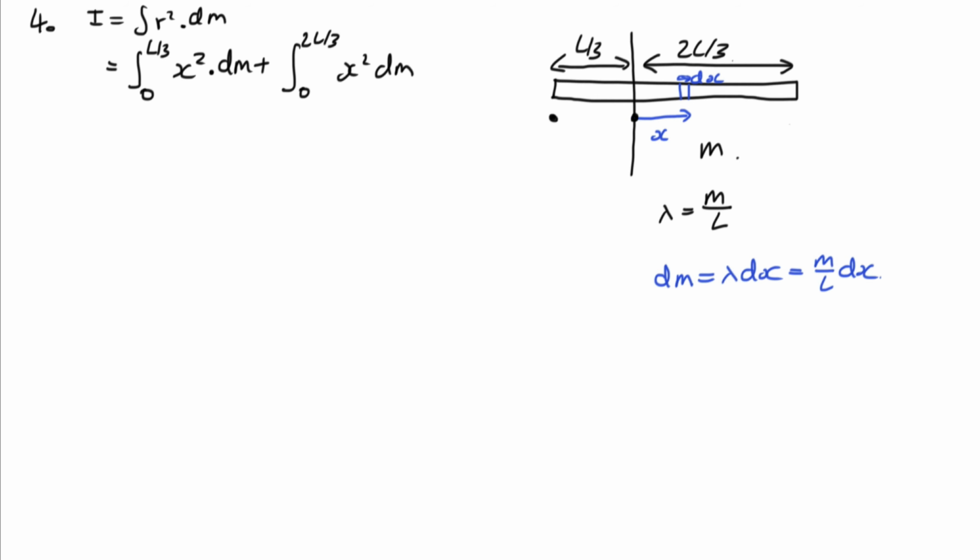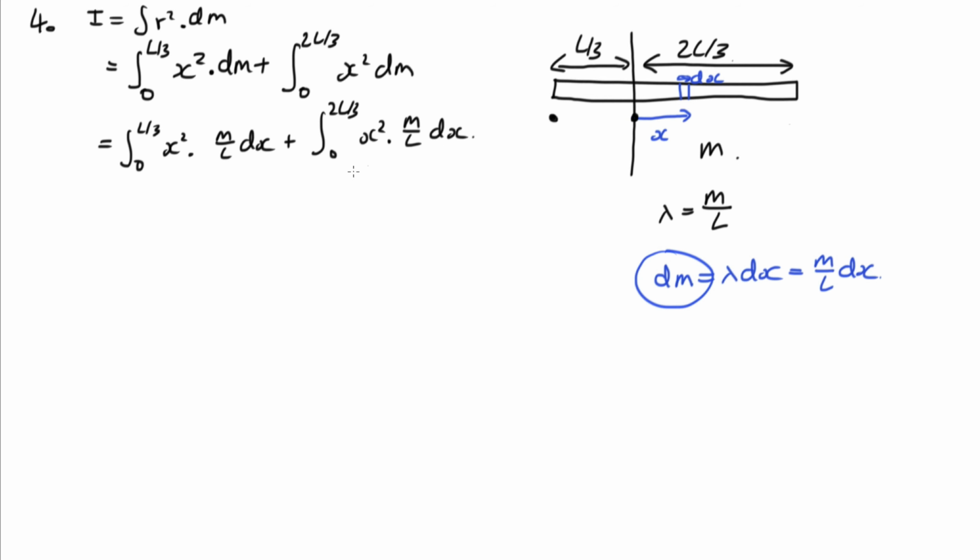Now we'll want to make this substitution for dm here. dm is equal to m on L dx. So we can write this as the integral from 0 to L on 3 of x squared times m on L dx, plus the same thing here, 0 to 2L on 3 now, of x squared times m on L dx.